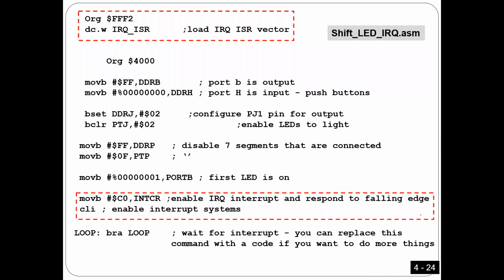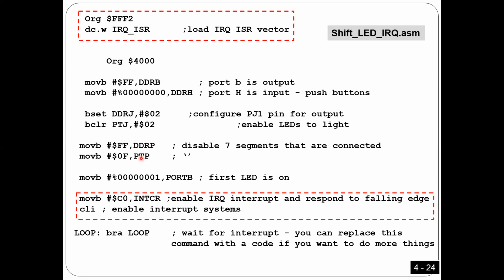So let me choose the program. Number one here, as you see, I have to write this instruction to configure the interrupt subroutine. FF2, and this is the name of the subroutine, and this is the main program.